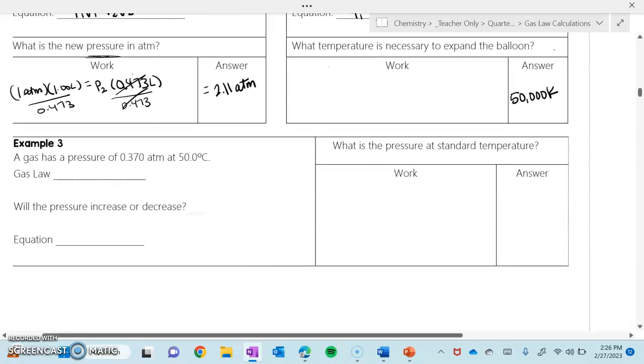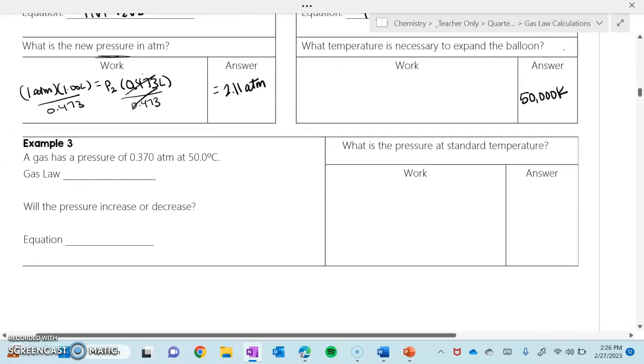And I'm going to have you do example 3 on your own. Do the same process, and we'll go over that together in the Zoom.